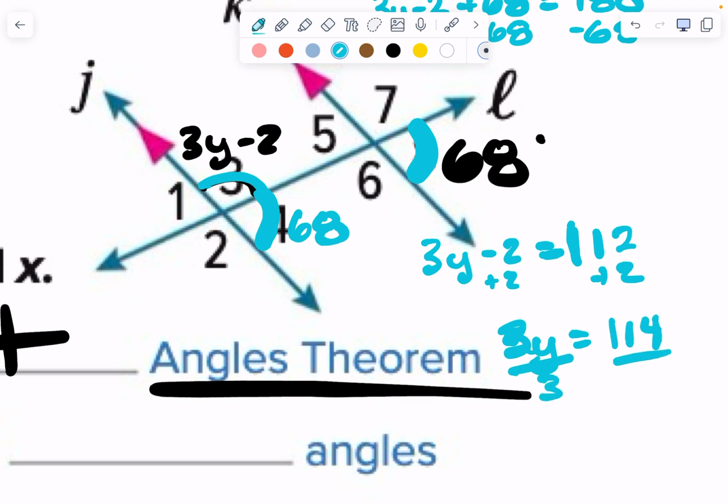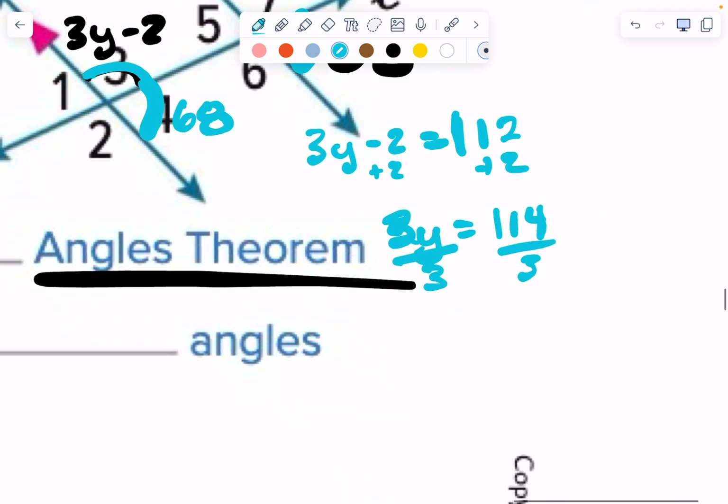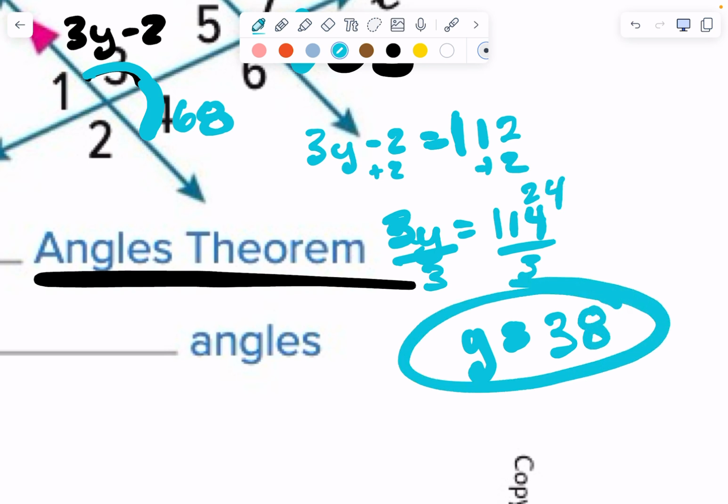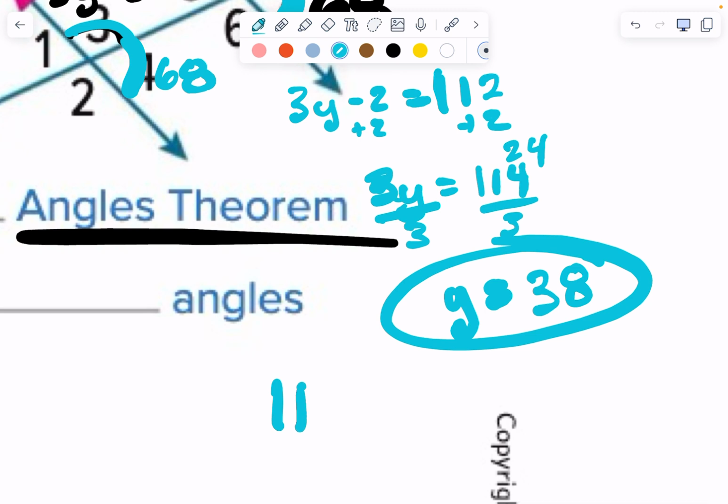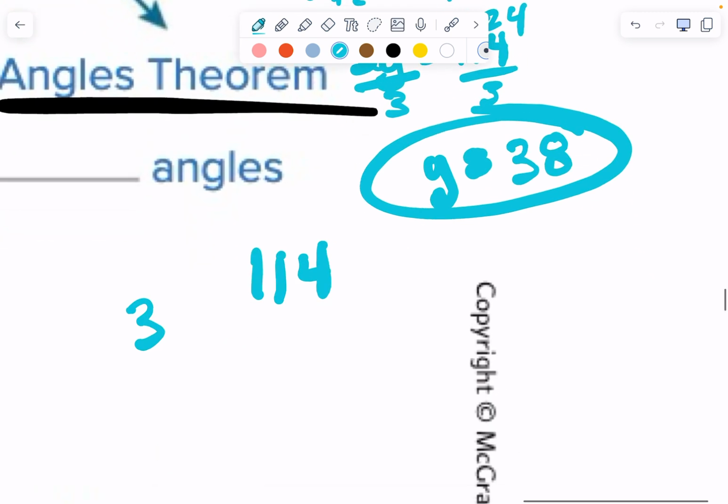11 divided by 3 is 3 with 2 left over. That's 24 divided by 3 is 8. 38. Can you do that in your head? No? Did you follow that? 114 divided by 3, right? How many times does 3 go into 11? 3 times, which would be 9, so that would be 24, right? And 24 divided by 3 is 8. 38. You can do that in your head.